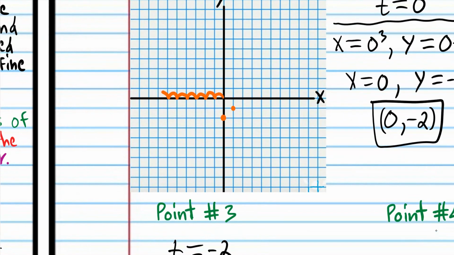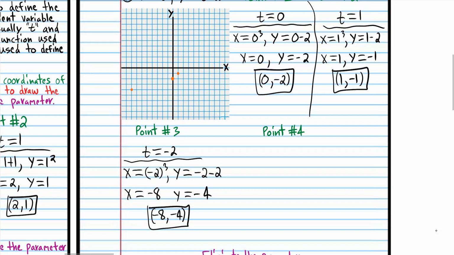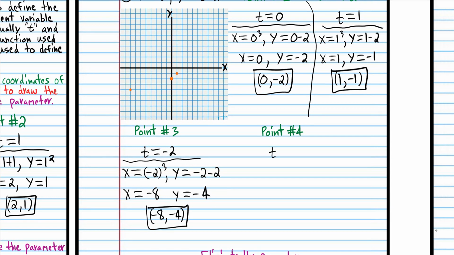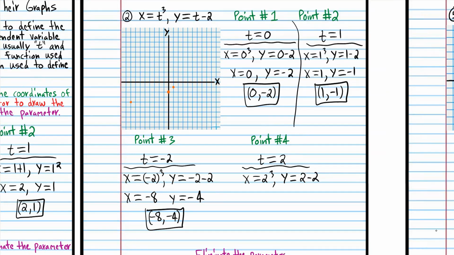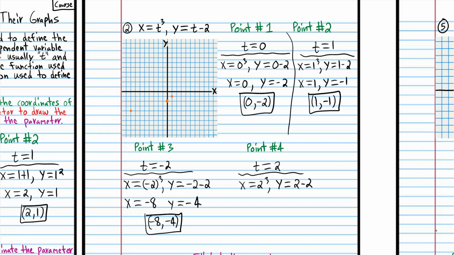1, 2, 3, 4, 5, 6, 7, 8. 1, 2, 3, 4. And let's find one more point. Let's choose t is equal to maybe positive 2. So x is equal to 2 cubed, and y is equal to 2 minus 2. So x is equal to 8 and y is equal to 0. Our next point is (8, 0).